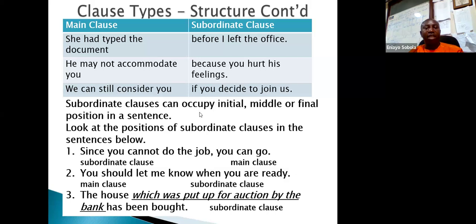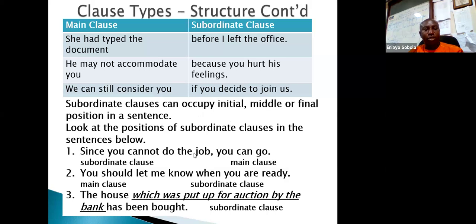And what you need to notice is that subordinate clauses have their own position in the complex sentence. For example, here, they can occur at the initial, middle, and final position in a sentence. For example, since you cannot do the job, you can go. You observe that this is a subordinate clause: since you cannot do the job.